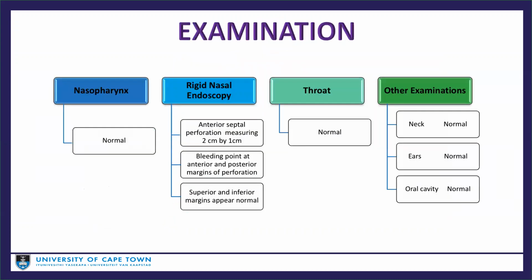On examination, rigid nasal endoscopy revealed a 2 by 1 centimeter anterior septal perforation with bleeding points over the anterior and posterior margins of the perforation. The superior and inferior margins were normal. Rest of examination, which included throat, neck, ears, oral cavity, and nasopharynx, was normal.